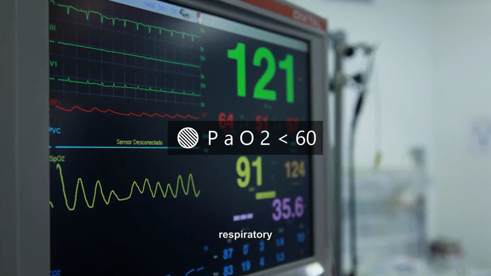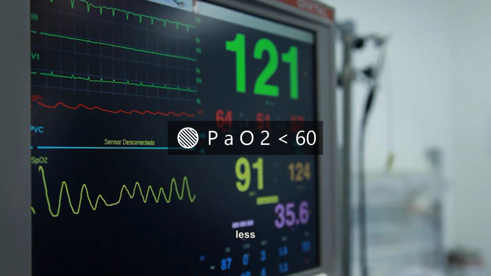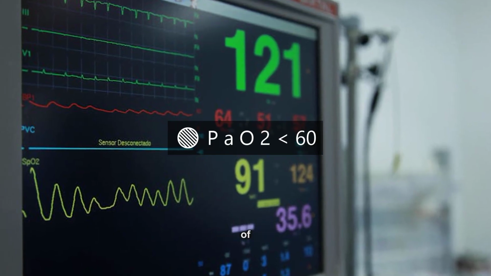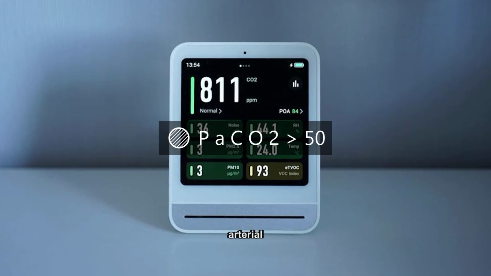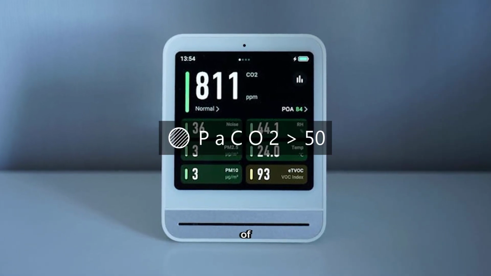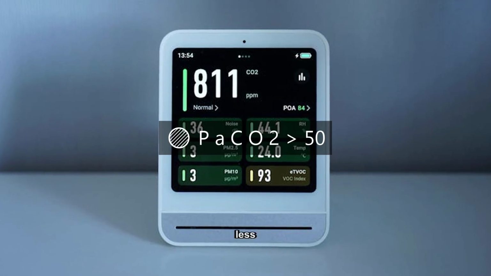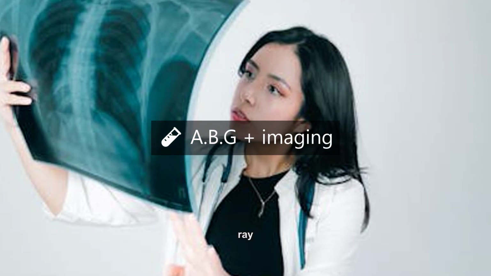Type 1 respiratory failure is defined by arterial oxygen partial pressure less than 60 millimeters of mercury. Type 2 respiratory failure is defined by arterial carbon dioxide partial pressure above 50 millimeters of mercury with pH less than 7.30. Arterial blood gas, chest X-ray, computed tomography, and bronchoscopy are key diagnostic tools.